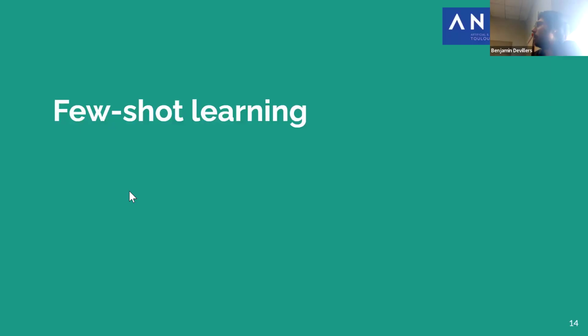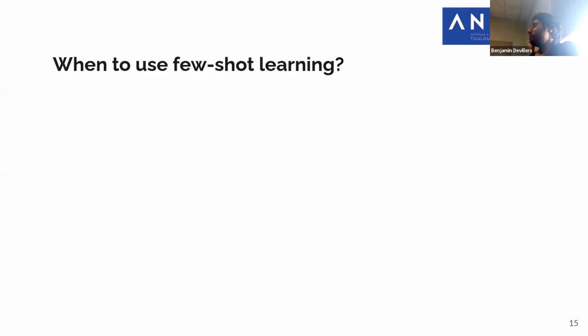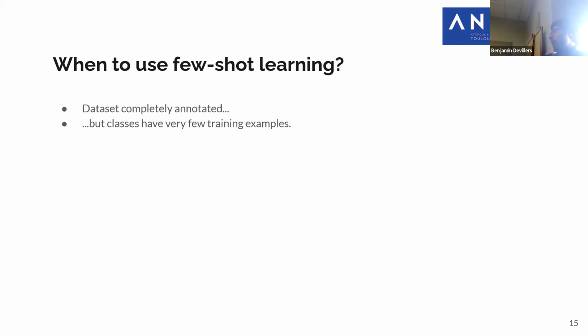Okay, so now we'll go to the next section if you don't have questions, which is few-shot learning. Few-shot learning is useful when your dataset is completely annotated. So differently to before, where we had some that were annotated and some were not, here we have just a few examples, but they are all completely annotated. And every class has just a few training examples. So basically, we have a very small dataset. Everything is labeled, but we have a small dataset.